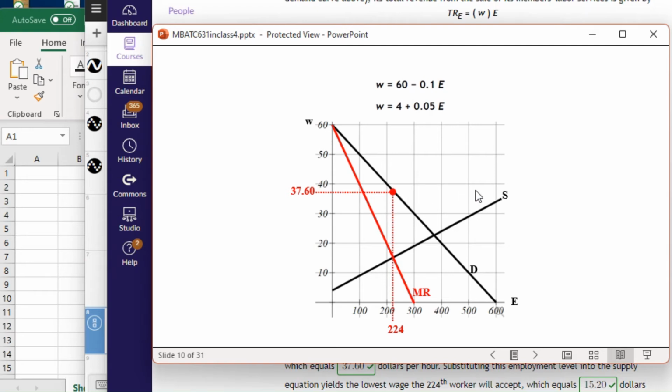At this wage, if you could extend the supply curve out here, there's a lot of people looking for work in this labor market at that wage, right? And the people along the labor supply curve from here down to here would not be employed or admitted to the union. Only the 224 people would be admitted to the union, right? So that's why a union needs protection from a state like Ohio or Nebraska, because there's just so many people looking for work at that extremely high wage, right? Okay, so moving on.